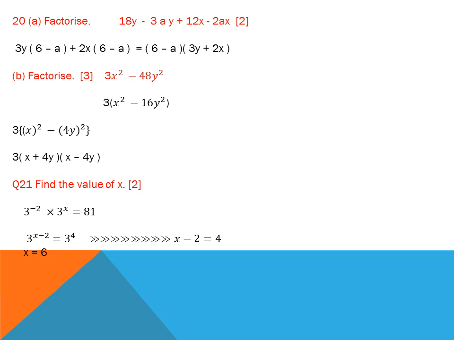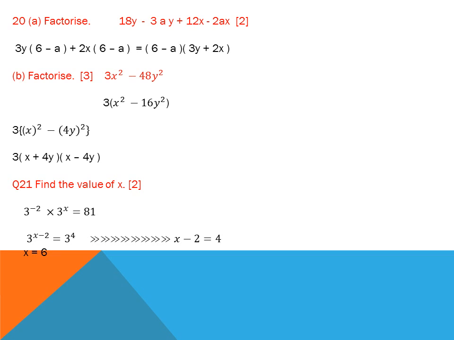Question number 20. Factorize. It's a very easy part. 18y minus 3ay plus 12x minus 2ax carries 2 marks. First I take 3y common. The remainder is 6 minus a. Then I take plus 2x common. The remainder is 6 minus a. Notice that 6 minus a is the same in both terms. So then take 6 minus a as a common factor. It will become 6 minus a into 3y plus 2x.